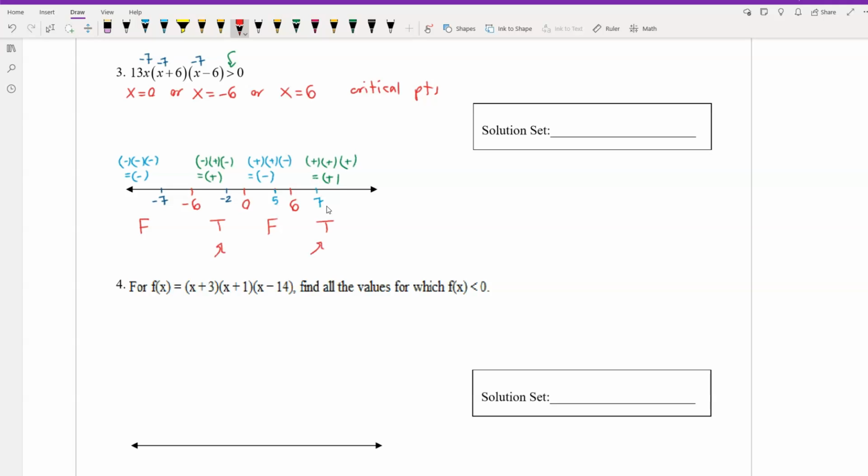Based on that, the solution set is x such that x is between negative 6 and 0. So here we have less than, not equal to, because on this part we do not have equal to. Negative 6 less than x less than 0, or x greater than 6.